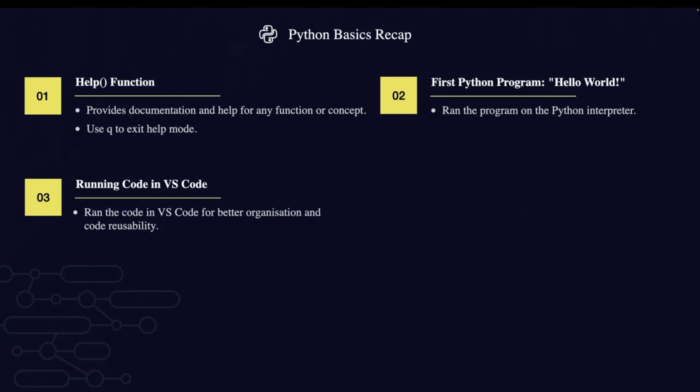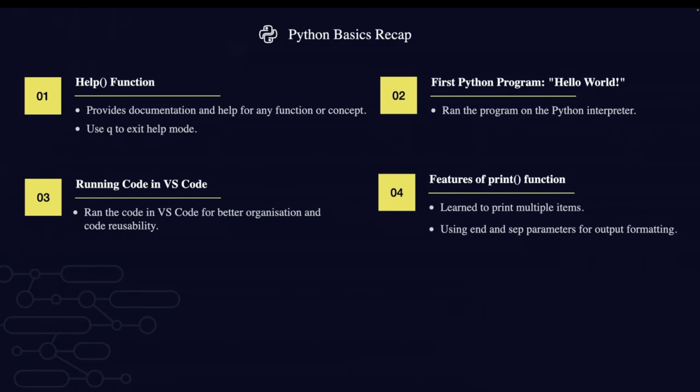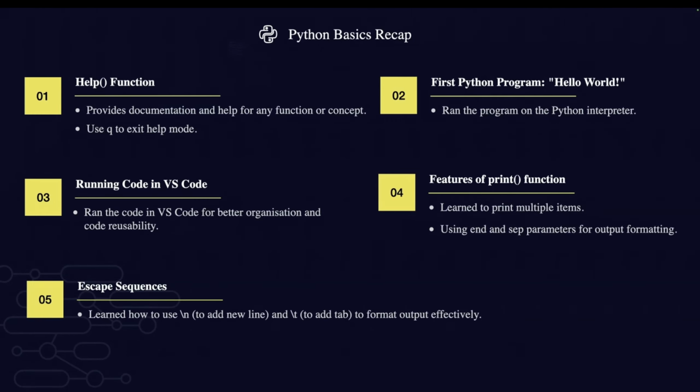Finally, we explored different features of the print function, including how to print multiple items, and learned about output formatting with the end and sep parameters of the print function. Along with that, we understood the use of escape sequences, such as \n and \t, which are quite helpful in properly formatting the output. So, we covered quite a bit today.